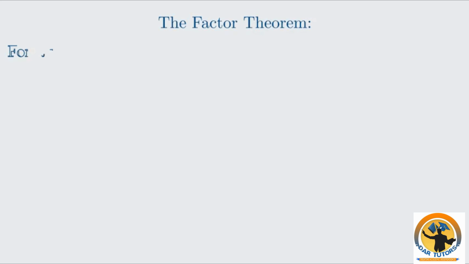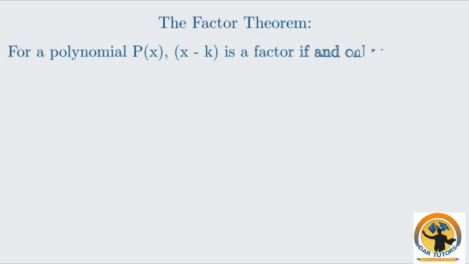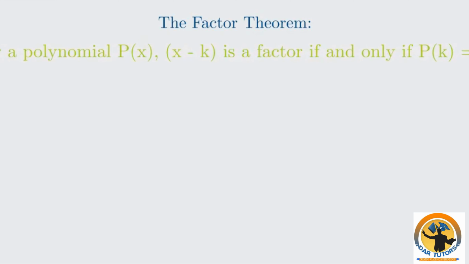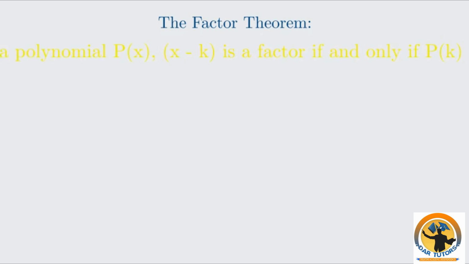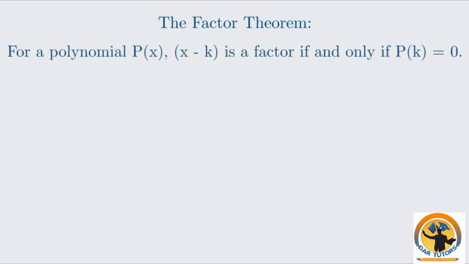The factor theorem states that for a polynomial p of x, x minus k is a factor if and only if p of k equals 0. Let's break down what this means. The phrase, if and only if, indicates a two-way relationship.